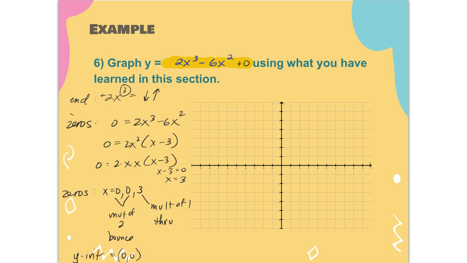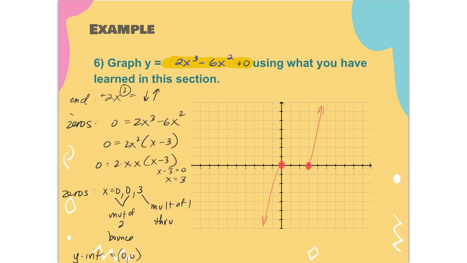So again, I come to my graph. I graph 0, 0. That's my y-intercept and my solution there. I graph 3. I know the left is going to go down. The right is going to go up. It's kind of a curve. And then I have to kind of come up with some middle behavior, right?